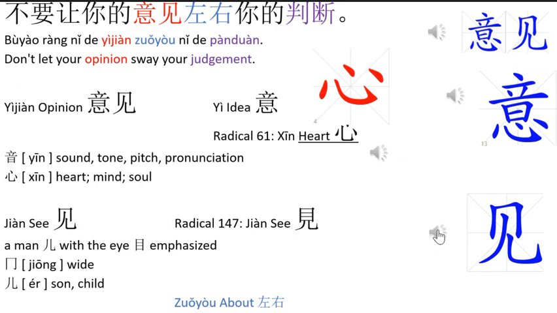Next word is 见, which means see. Okay, radical 147 means see. This is the long version, this is the short version. A man with an eye emphasized. 左右 means about.